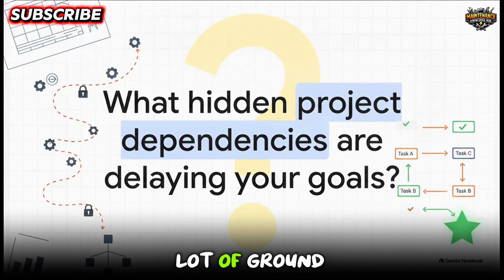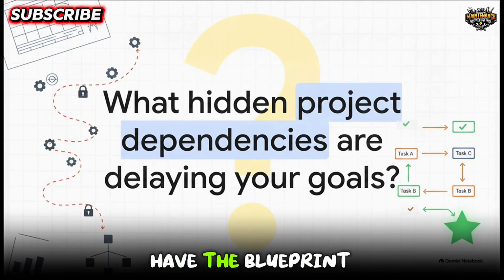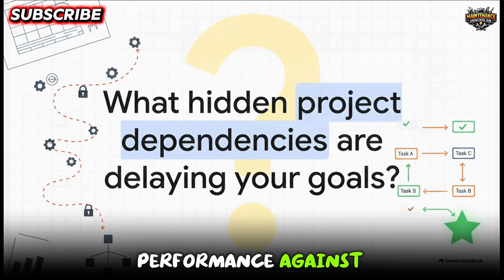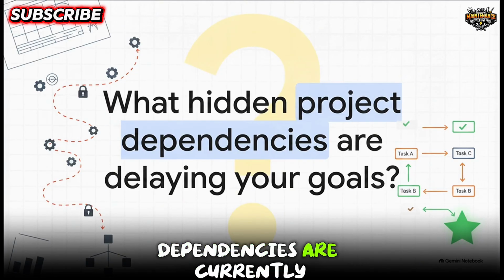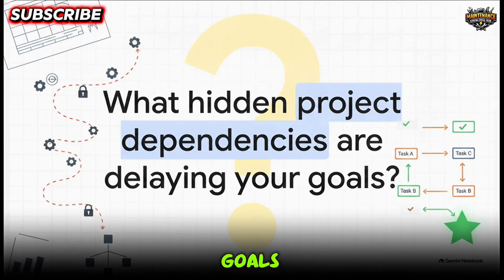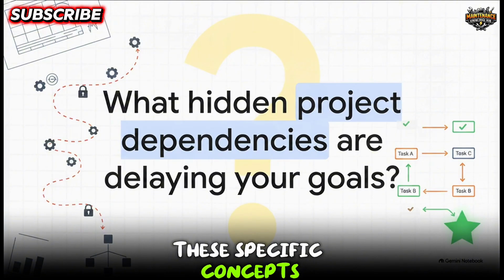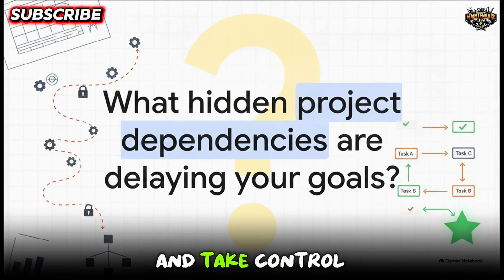We've covered a lot of ground today, going from moving past vague lists all the way to establishing strict baselines and understanding complex dependencies. So I want to leave you with a question to chew on as you look at your own work. Now that you have the blueprint to measure actual performance against, what hidden project dependencies are currently delaying your most critical goals? Take a look at the projects sitting on your desk right now, apply these specific concepts, find those hidden bottlenecks, and take control of your timeline.